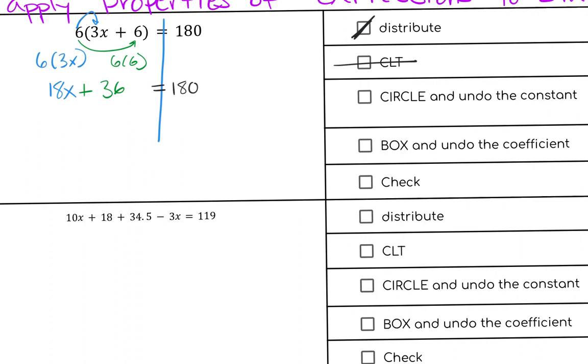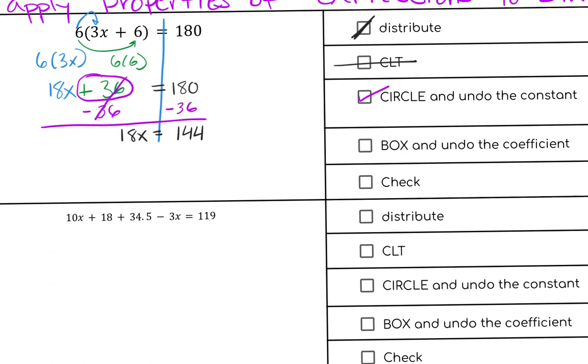Now I'm going to circle and undo the constant. So the constant is the number on its own without a variable that is being added or subtracted. So we're adding 36. The opposite of adding 36 is subtracting 36. What I do on the side of the variable, I must do on the other side. So 36 minus 36 is 0. Those go away. On the left, we have 18x left over. Then 180 minus 36 is 144. So we did that step. We got rid of the constant.